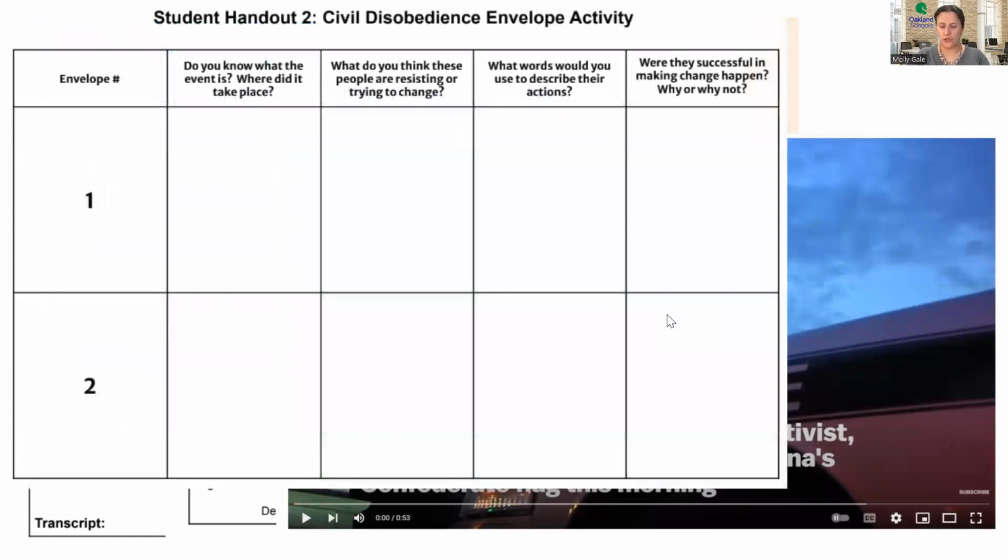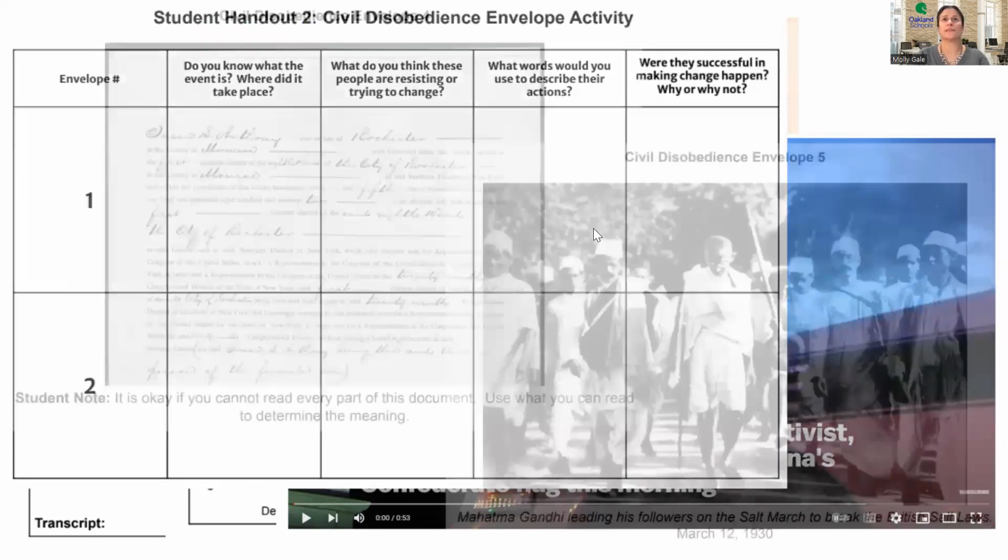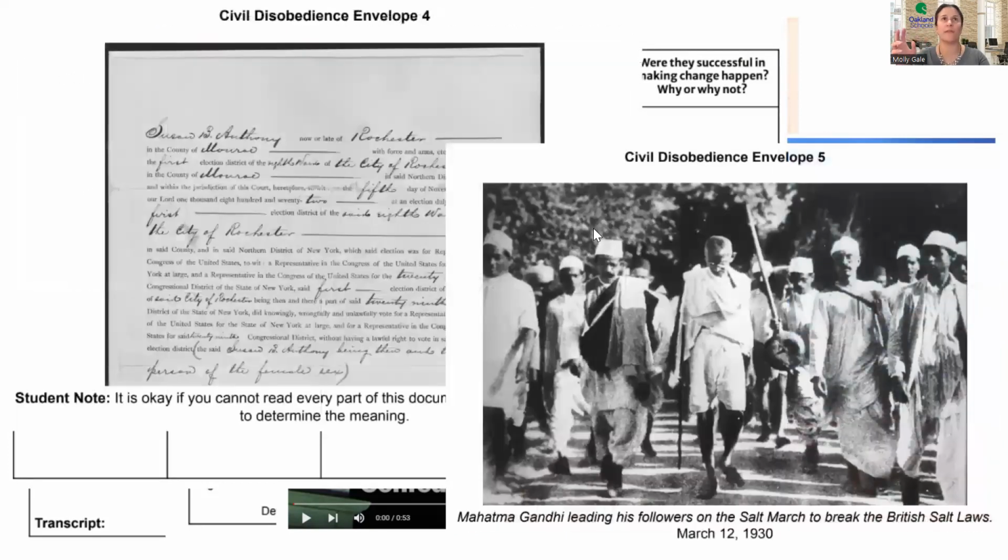And then students do an envelope activity where they look at 8 examples of civil disobedience throughout not only US history, but throughout world history. After they've done this analysis, they review those sources as a class. This just gives you an idea of a couple of them.